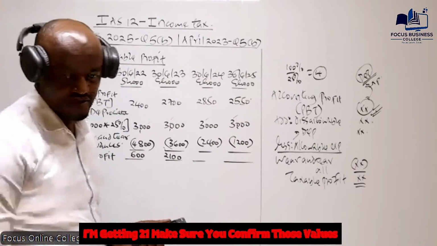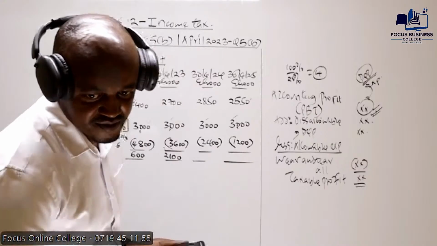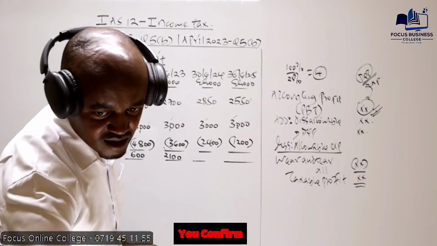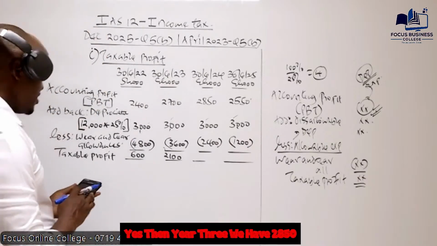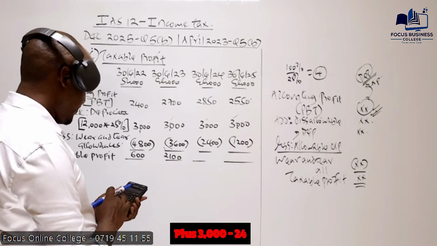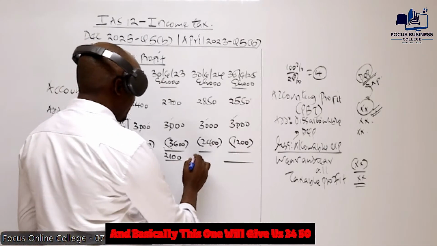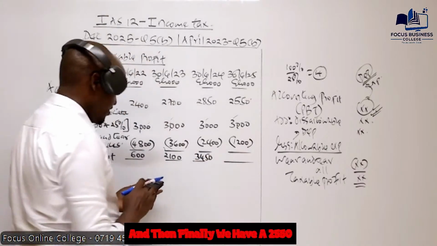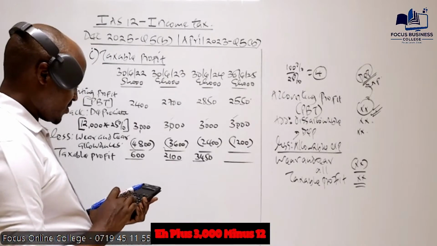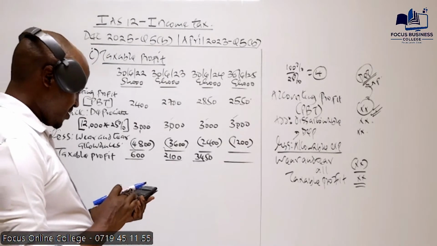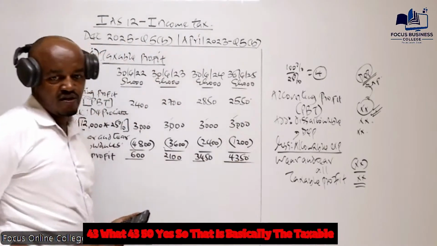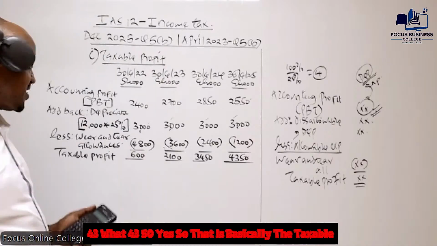Make sure you confirm whether those values are correct. Yes, then year 3, we have 2,850 plus 3,000 minus 24, and basically this one will give us 3,450. And then finally, we have 2,550 plus 3,000 minus 1,200, and I'm getting 4,350. So that is basically the taxable profit.